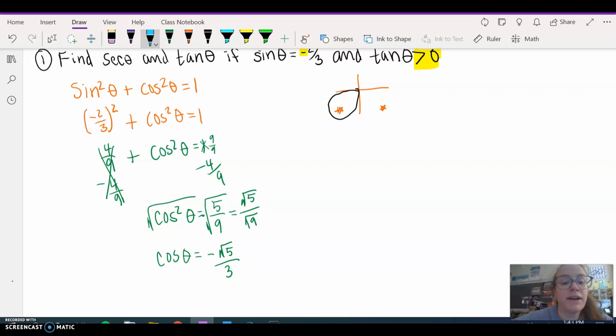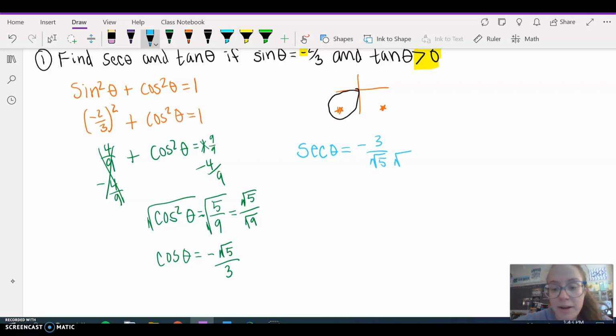So now we can use that. So let's use that to find secant. Secant is the reciprocal of cosine. And the reciprocal means I flip my fraction of cosine. So secant is then going to be -3 over root 5.